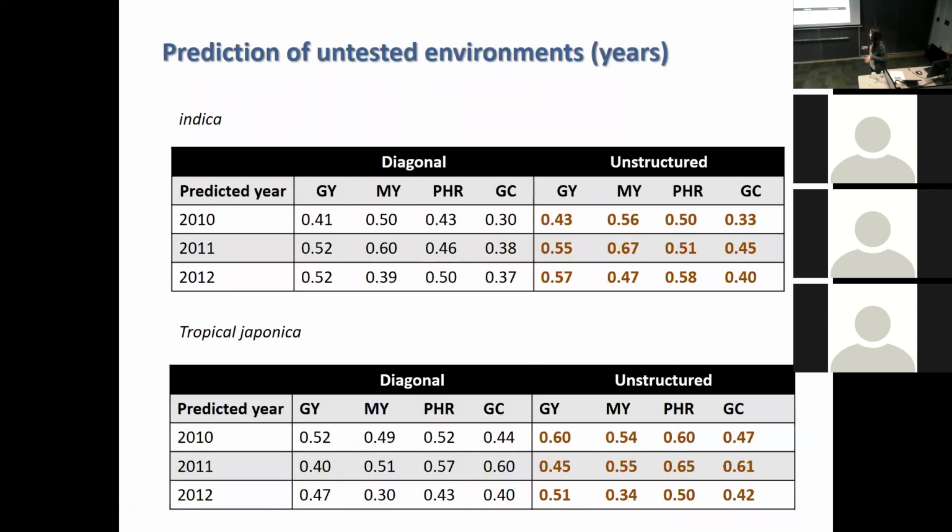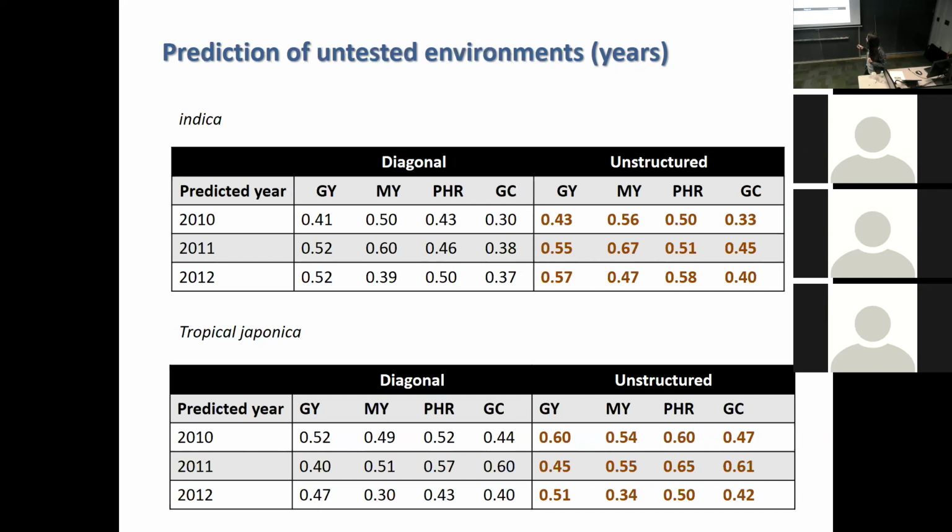And another cross-validation scenario we tested, and want to talk about today, is when we're trying to predict new environments, so environments that were never evaluated before, right? In our case, since environments are years, we're trying to predict future years, using the information from previous years and the training population.